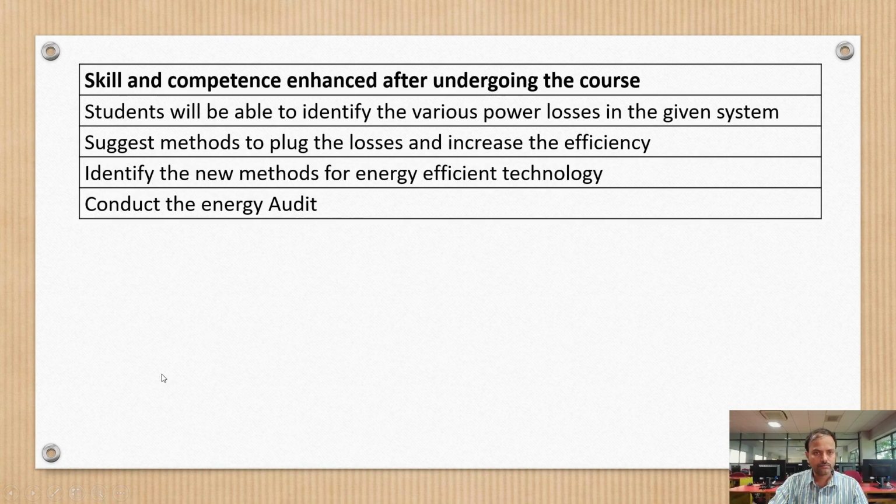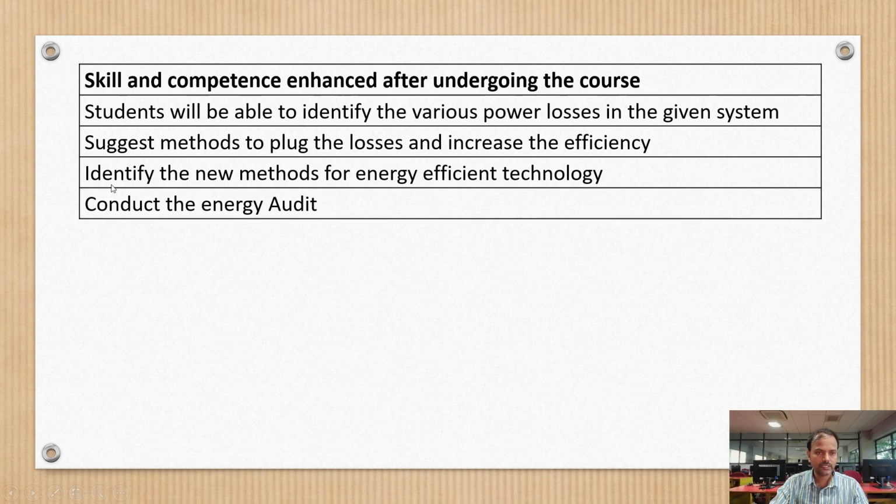And after going through this course, what skill and competence enhancement will be done for the student? The student will be able to identify the various power losses in the given system. This will be known once the audit is done, and the student can suggest methods to plug the losses and increase the efficiency. Once you go through the energy audit, you'll definitely come to know where exactly the losses are occurring, how they can be minimized, and we can introduce energy efficient technologies.